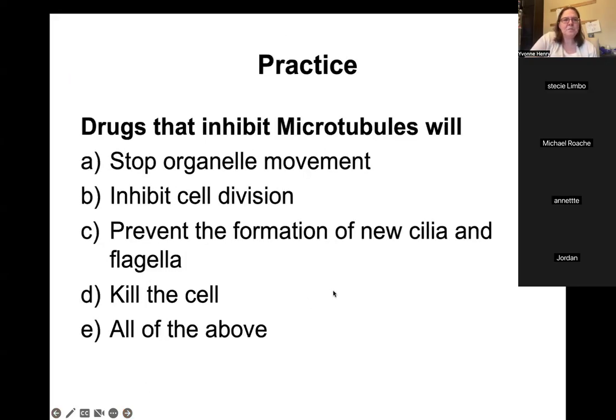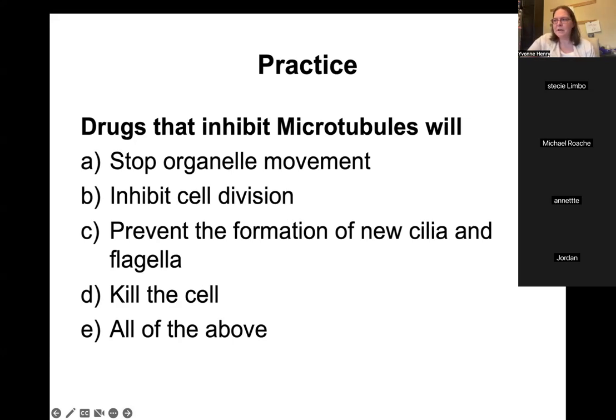Okay, so here's a practice question. If there was a drug that inhibited you from making microtubules, so your body cannot make these microtubules, what happens to the cell? What is going to happen? So here's where I want you to put in the chat what you think the answer would be. And this is a harder test question. That's why it's in the lecture for discussion and not just on the test. What do you think the answer would be?